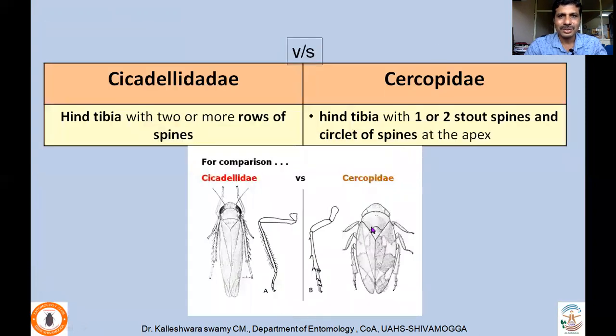So I'm giving a picture differentiating the characters of Cicadellidae and Cercopidae, leafhoppers and spittlebugs. Hind tibia with two or more rows of spines in the case of Cicadellidae, leafhoppers, you can see here. Whereas in the case of Cercopidae, the hind tibia has one or two spines and a circlet of spines at the end of this tibia, at the apical region of the tibia. That's how we can distinguish Cicadellidae from Cercopidae.